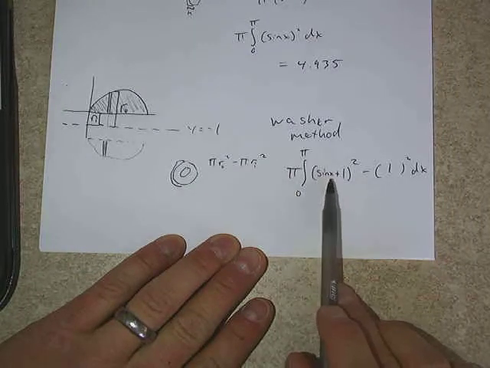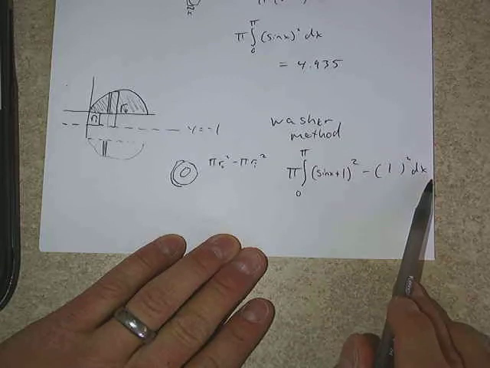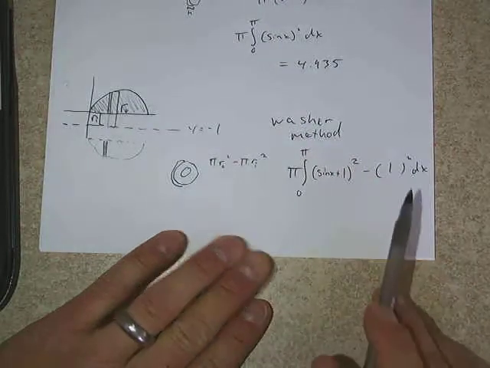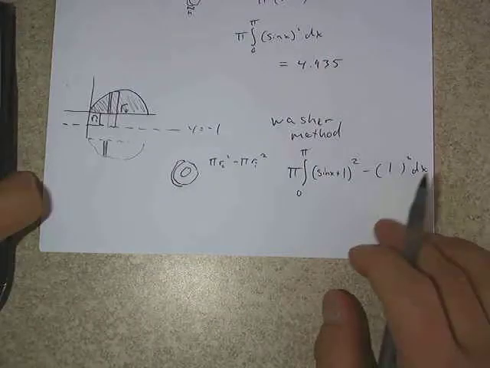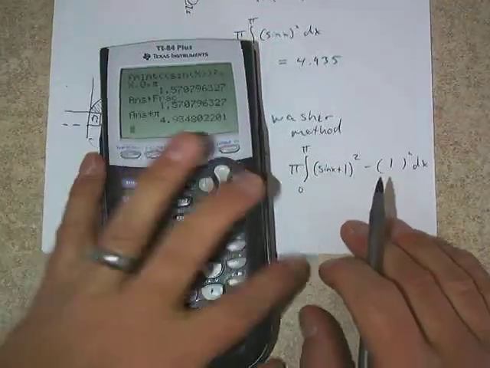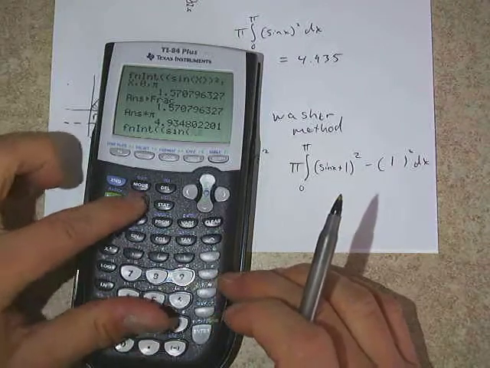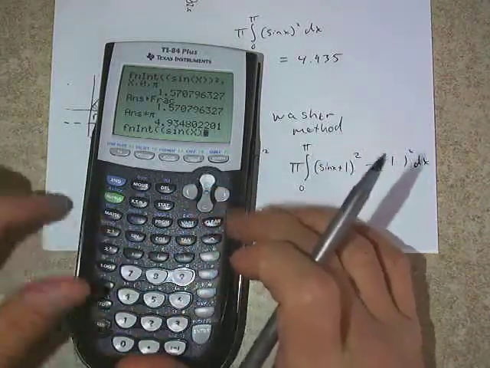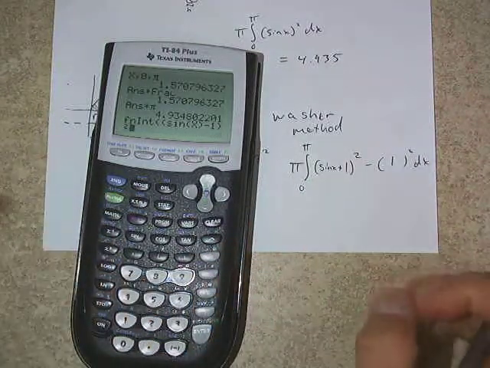Alright, so in review real quick before we actually calculate here, when I have a disk method problem, it's always going to be of the form pi r squared dx. Okay? When I have a washer problem, it's always going to be of the form pi outside radius squared minus inside radius squared dx. So when you're setting up a disk or a washer, they should look exactly like one of these. Okay? Alright, and then calculation-wise, we're just going to use the calculator again.